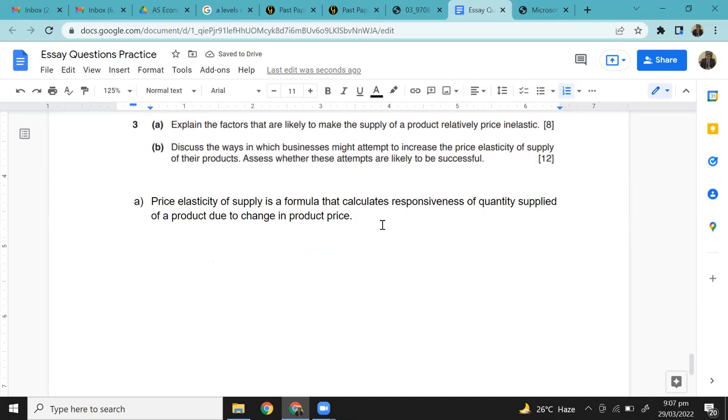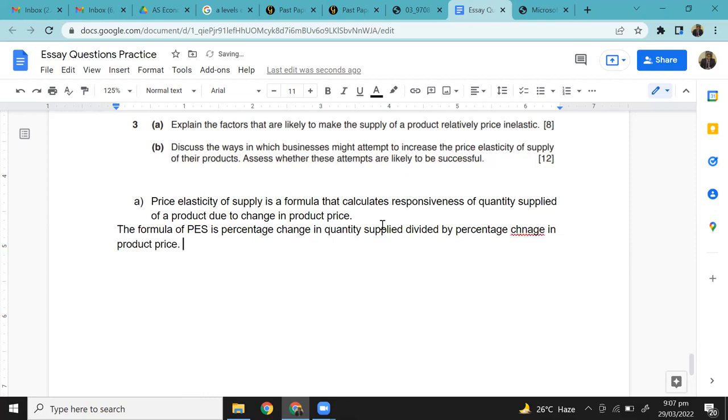How do we calculate this? Then you can write down the formula. The formula of PES is percentage change in quantity supplied divided by percentage change in product price. Is this simple? Since I'm writing it in words, I can't write the formula, but you can also write the formula in mathematical notation. That will also be fine.